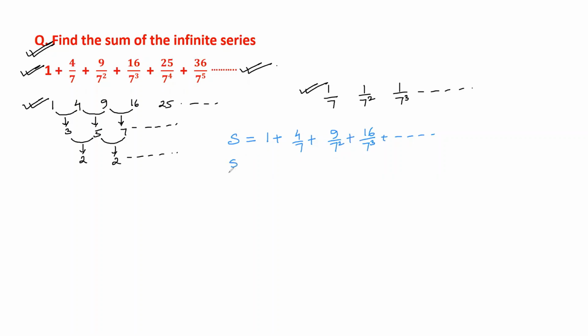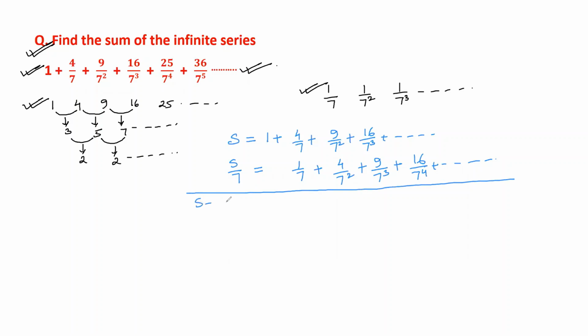So in that case, this would be S by 7 and the right hand side would be 1 by 7 plus 4 by 7 square plus 9 by 7 cube plus 16 by 7 raised to power 4 and so on. Now, if we subtract these two equations, in that case, this would be S minus S by 7 and this would be equal to 1 plus 3 by 7 plus 9 by 7 square minus 4 by 7 square would be giving us 5 by 7 square plus 16 by 7 cube minus 9 by 7 cube would be giving us 7 by 7 cube and so on.